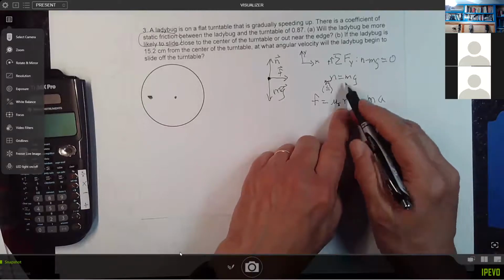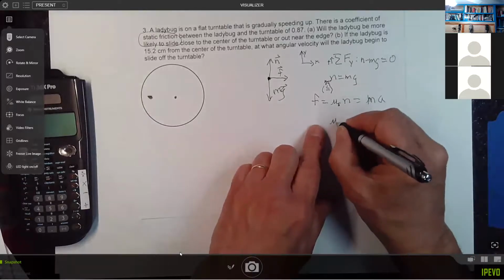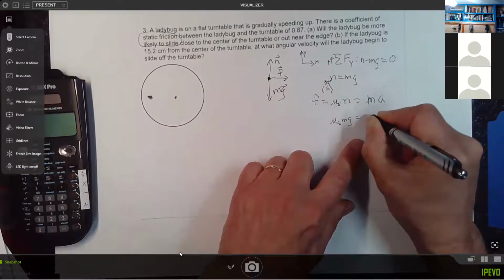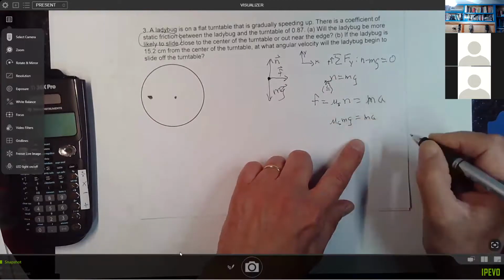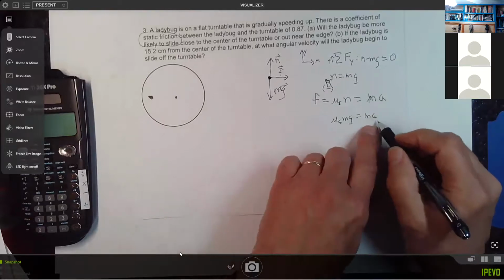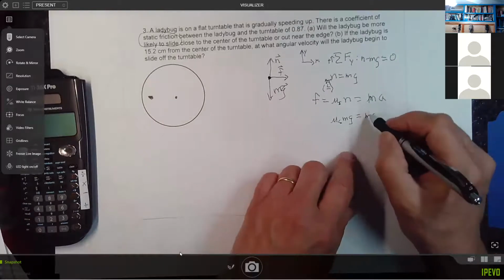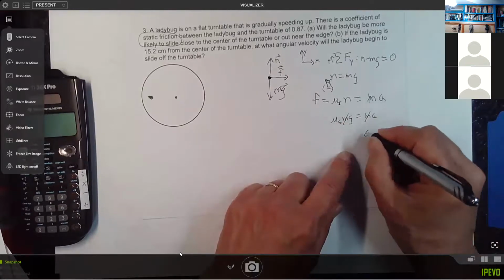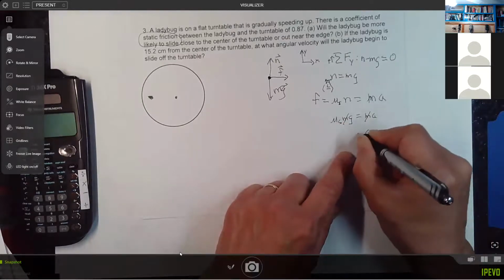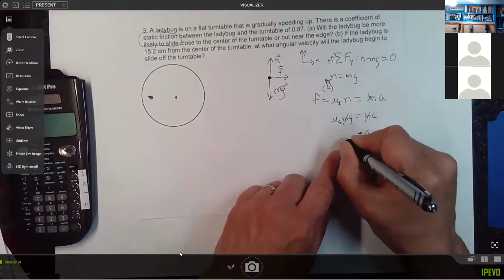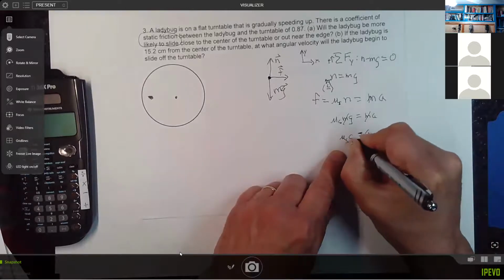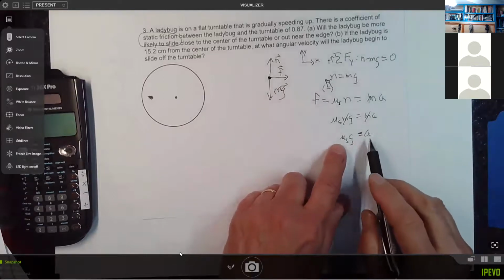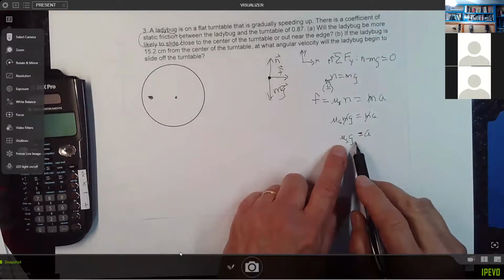Now, the normal force is mg, so we'll have that mu sub s mg is equal to ma. And this is the centripetal acceleration, but the mass divides out, and it turns out the maximum acceleration you can have using friction ends up being mu sub s times g. That's worth noting here. That's the biggest acceleration you can have.